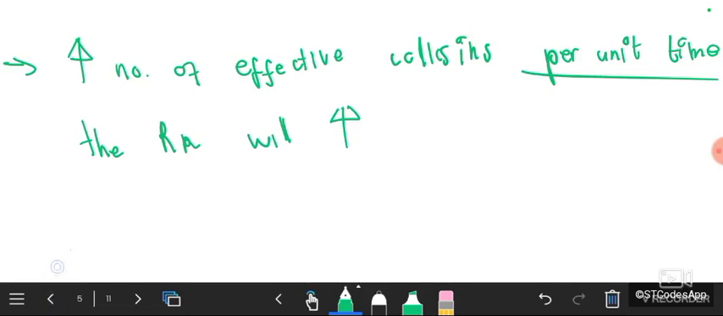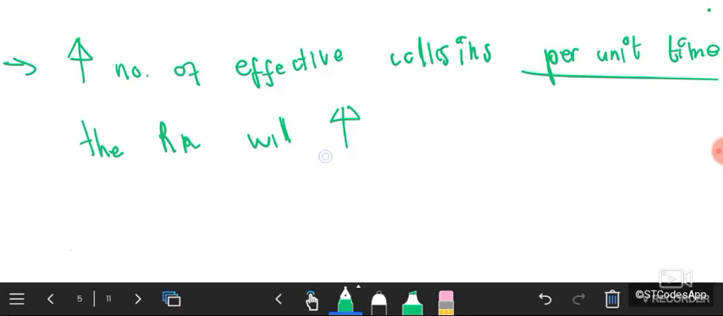Now understand that as the number of effective collisions per unit time increases, the reaction rate will also increase. Why are we speaking about per unit time? I'm going to come back to why. But we have to include that per unit time, always. Number of effective collisions per unit time.